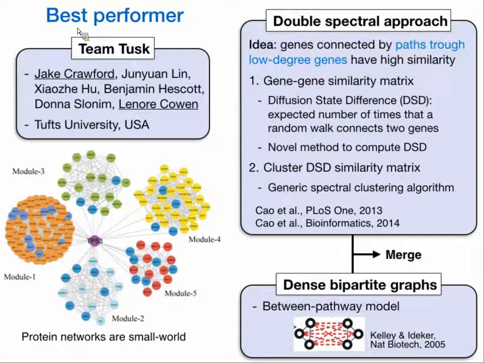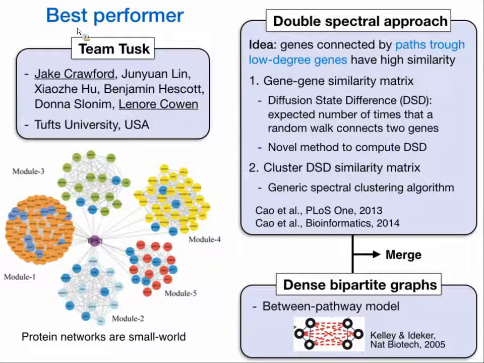So the metric they use is diffusion state difference. It's based on a random walk, and basically a spectral metric that's based on the expected number of times that a random walk connects two genes. And it's a metric that they actually developed, this team. I mean, that's not the case for all teams. Often they also use published methods, off-the-shelf methods, and so on.